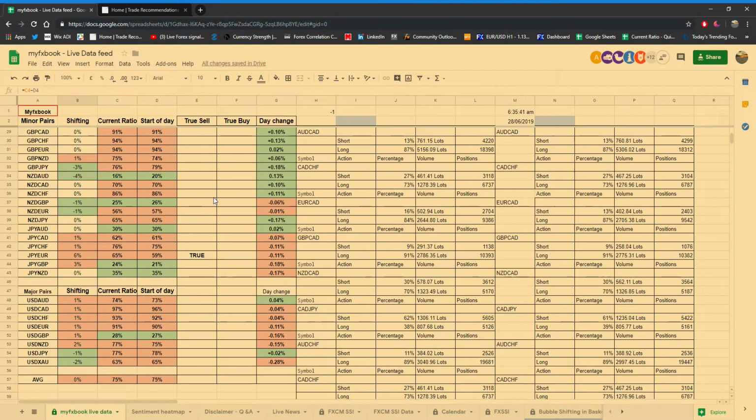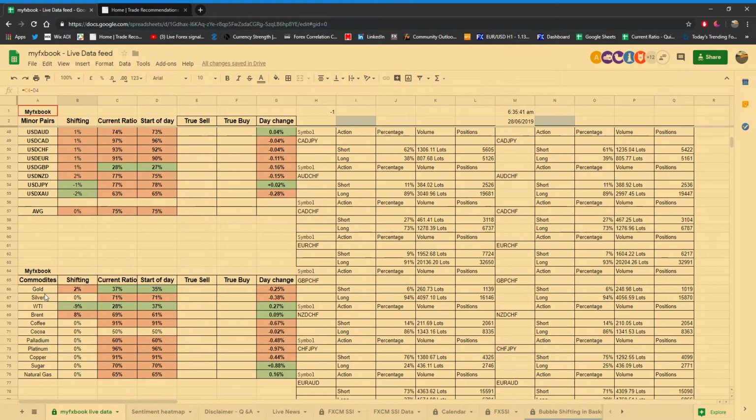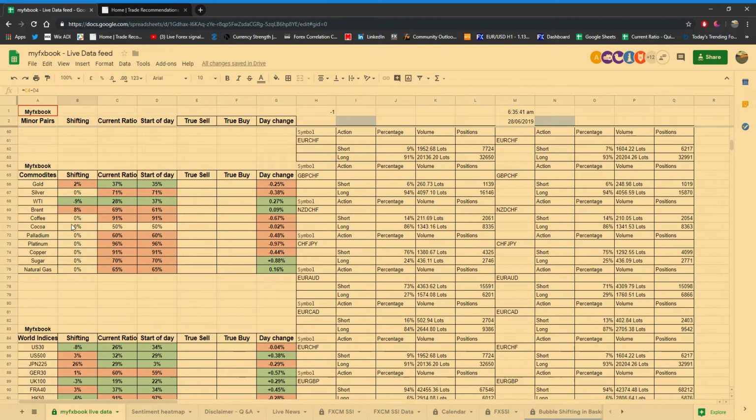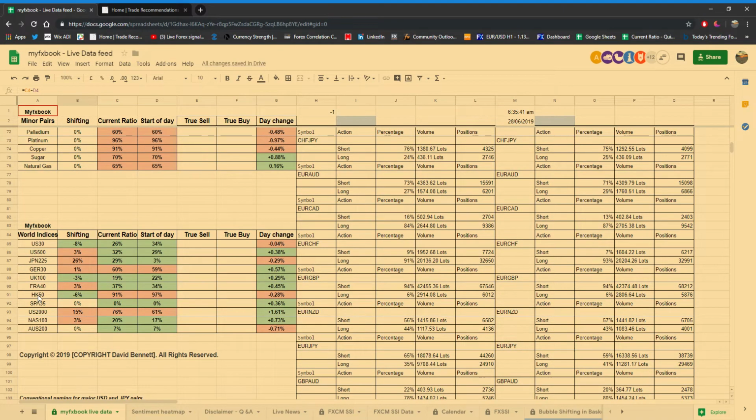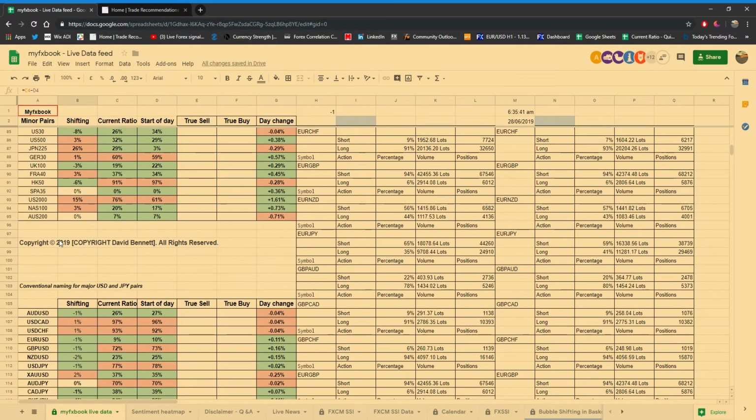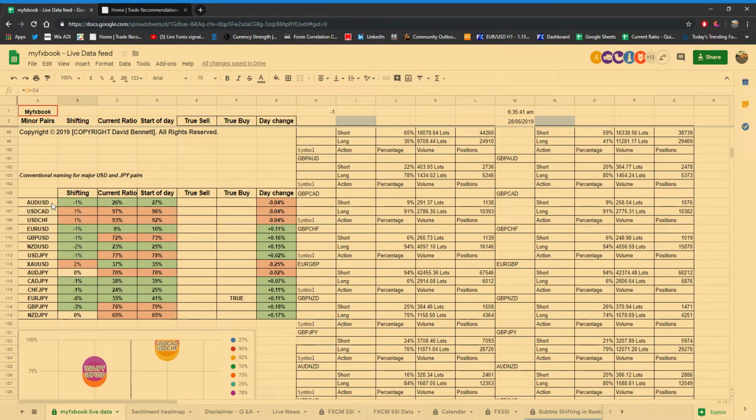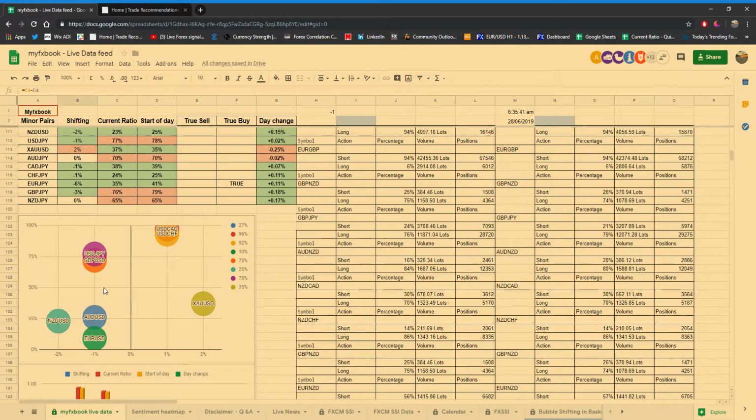I've got dollar pairs down here, commodities, same logic, looking for blocks of colours. World indices, and there's my copyright there, and I've combined the dollar and yen pairs because they're quite popular. I'll talk about the bubble chart in a bit when we get there.